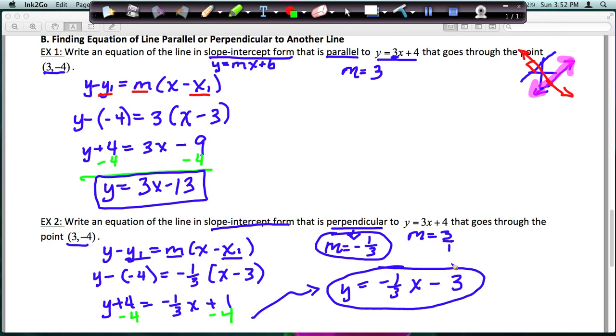So one thing you can see is I didn't do a fabulous job drawing this line. It should be going through the y-intercept of negative 3, so it should be down here a little bit more. So that's what happens when you do it freehand. But I got the general idea. It has a negative slope and it's perpendicular to this line. So I found the equation of the line perpendicular to y equals 3x plus 4.